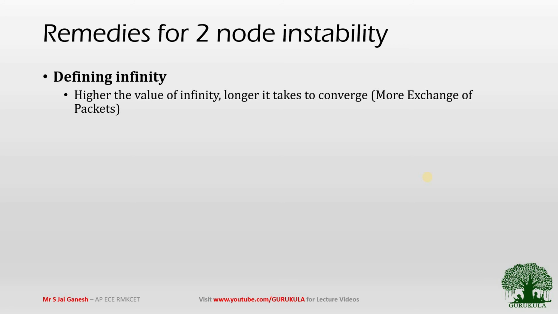So the first one is defining the infinity. You can define the value of infinity. The higher the value of infinity, the larger the time it will take to converge. So it is always a better option to reduce the value of infinity. For example, if the node is not reachable after 30 hops, we can define this as infinity. Or in another case, we can say if the node is not reachable within 16 hops, we can define this as infinity. So we have to reduce the value over here. So this network will converge faster than this particular network. So this is one remedy which we can use for coming out of the two node instability problem.